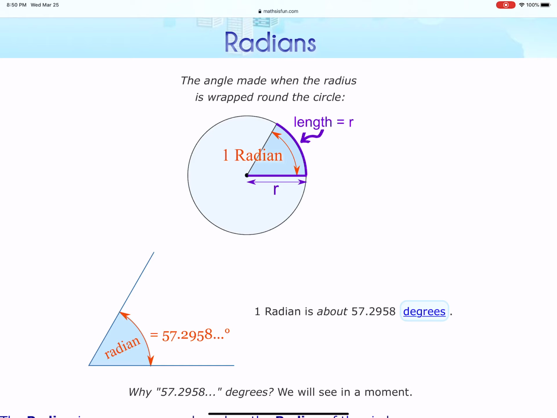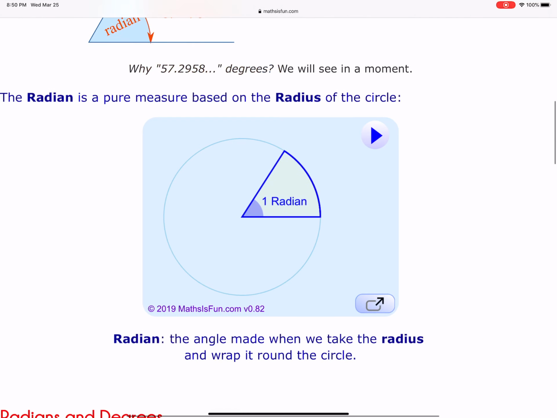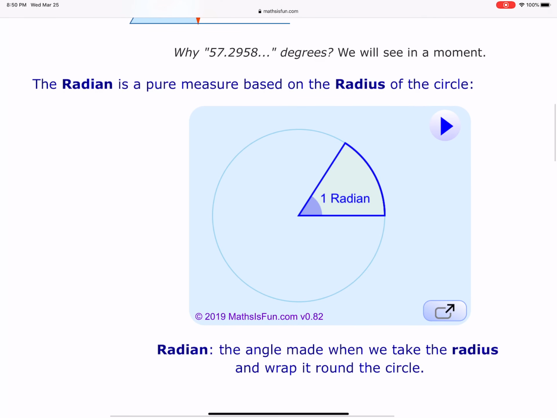So a radian is the angle made when the radius is wrapped around the circle. Radians don't change based on how big the circle is, just like degrees, because you take the radius and you wrap it around the circle, and that's what a radian is. So I'm going to show you this video about what a radian is.